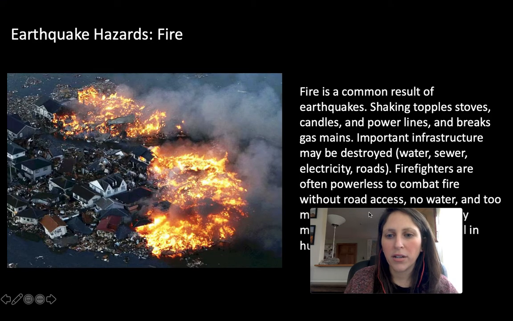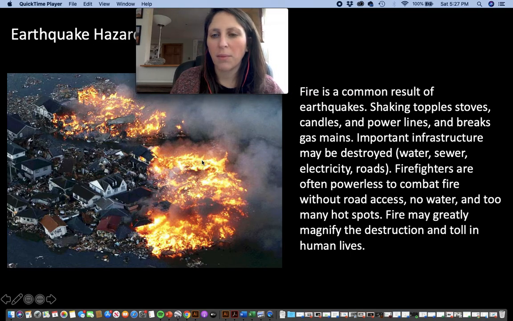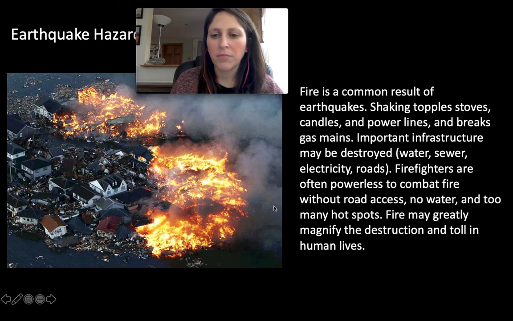Another geohazard associated with earthquakes is fires. This is common in earthquakes. The shaking topples stoves and candles, but it also breaks power lines, gas mains, and infrastructure. A lot of the fires that you're seeing here are really gas line breaks. We all use natural gas, or most of us do, to power our homes in various ways. When our infrastructure is broken by earthquakes, it can create really deadly fires.